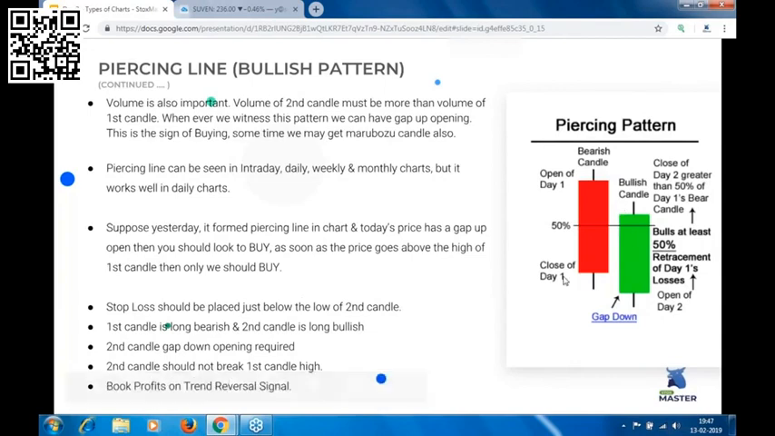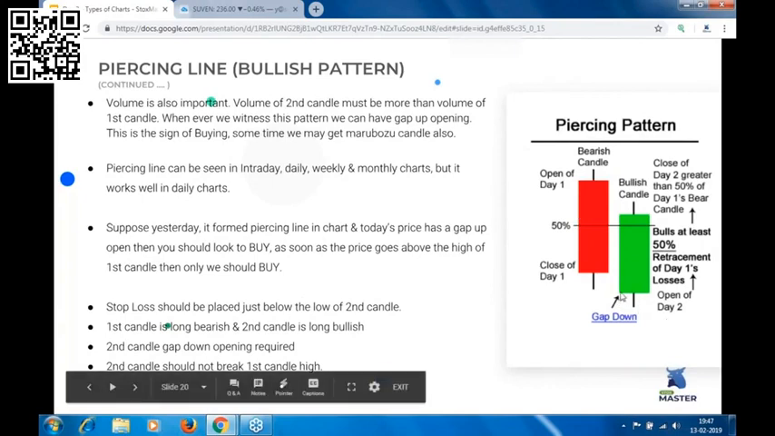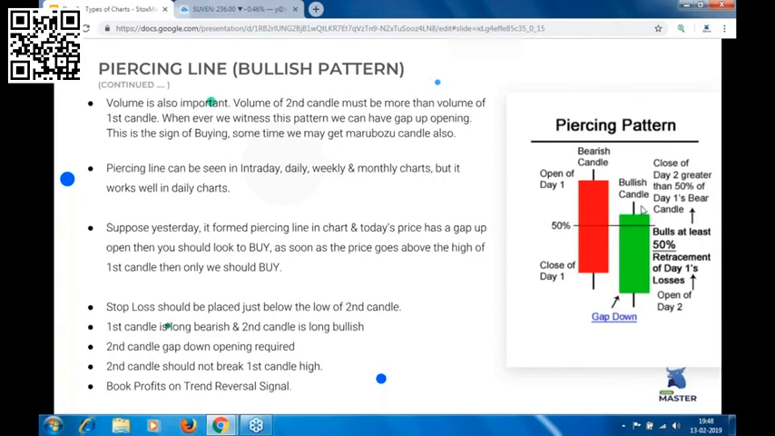Now, in this kind of pattern, the volumes are also very important. So, if there's a long downtrend, the market is falling, and the next day we see a gap down opening and a strong bullish candle is formed along with good volumes, then this gives us a clear indication that the trend is about to end, and we can see a strong bullish trend.